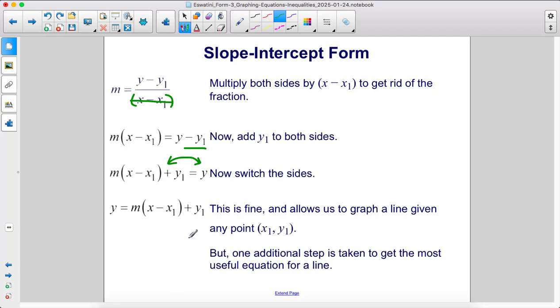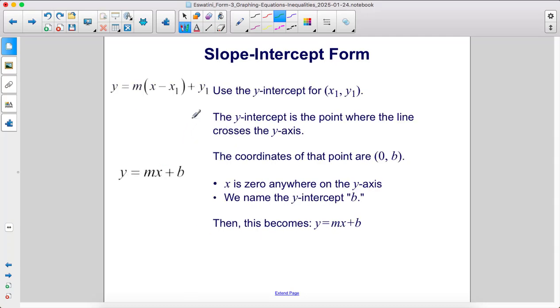But one additional step is taken to get the most useful equation for a line. Use the y-intercept for the point x1, y1. The y-intercept is the point where the line crosses the y-axis, and the coordinates of that point are 0, b. So therefore, x1 goes away, and y1 becomes b. Remember, x is 0 anywhere on the y-axis, and we just name the y-intercept b. Therefore, the line equation becomes y equals mx plus b.